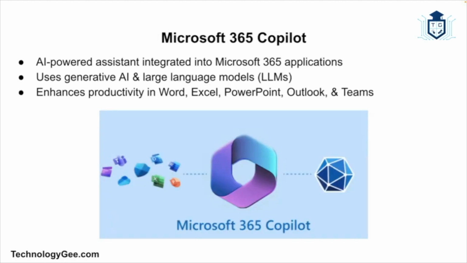All right, so let's talk about Microsoft 365 Copilot. One of the most exciting advancements in Microsoft 365 is the introduction of Microsoft 365 Copilot. Copilot is an AI-powered assistant that integrates seamlessly into Microsoft 365 applications, helping users work smarter and faster. So exactly what is 365 Copilot? Microsoft 365 Copilot leverages the power of generative AI and large language models to provide intelligent suggestions, automate workflows, and enhance productivity across popular applications like Word, Excel, PowerPoint, Outlook, and Microsoft Teams.